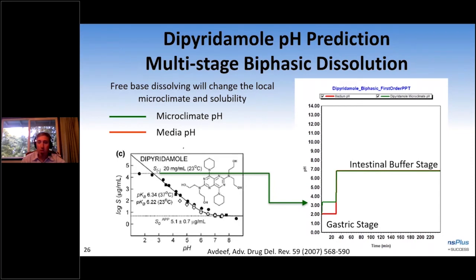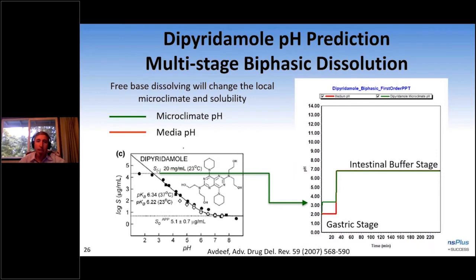And then, once you transfer to the intestinal buffer stage, the buffer strength is much higher. You don't really see much of a difference between the surface pH and the bulk pH. So this is one thing our DDDPlus software is really, really good at, calculating the effects of pH and how those change over time.